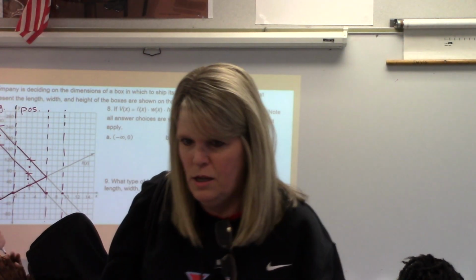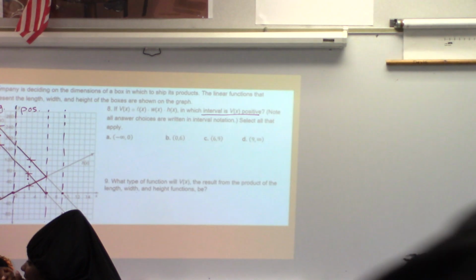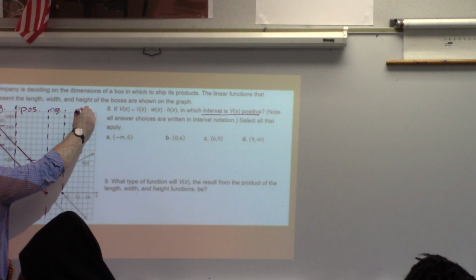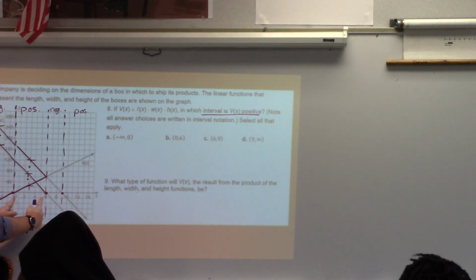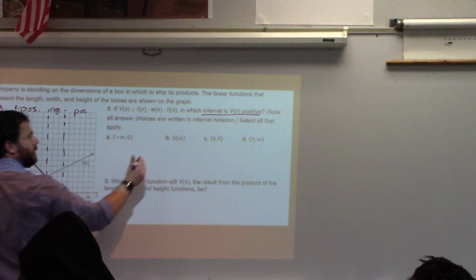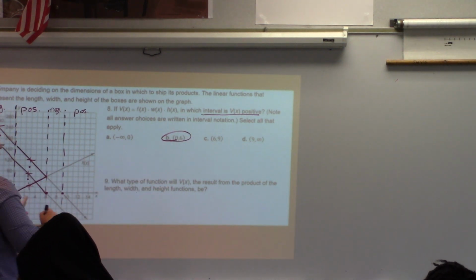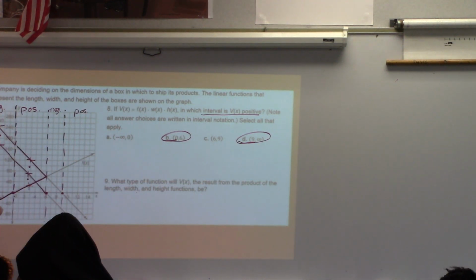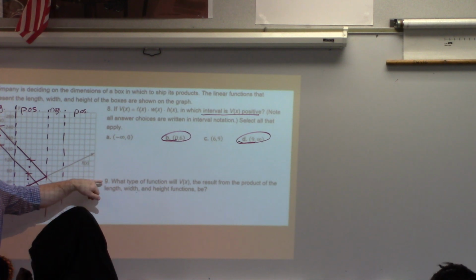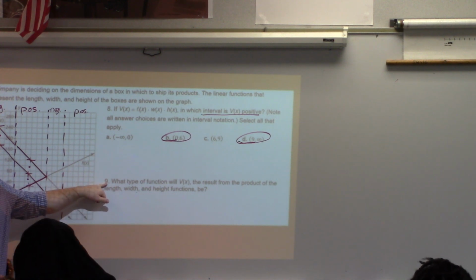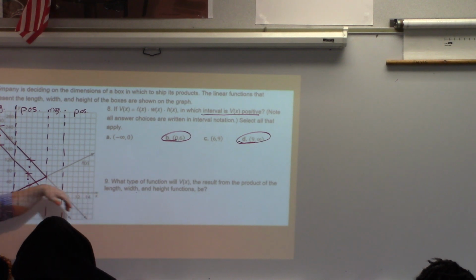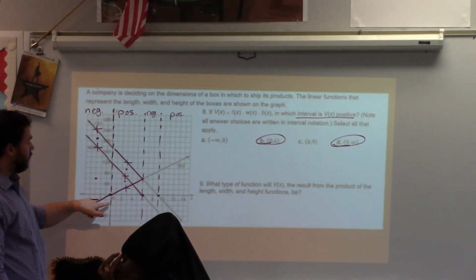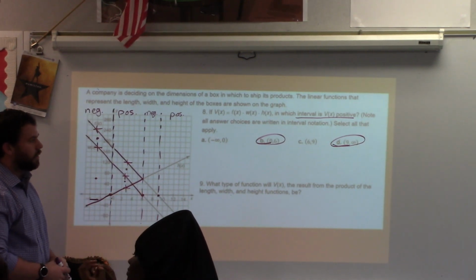Alright. So, hey, listen, the final answers, right? When you check them out, the interval between 0 and 6 is positive, and 9 to infinity is positive. Yes, sir. Number 9, quickly before I go. What type of function will v of x be? Why do we know it's cubic? We've got 3 linear factors being multiplied. So it is cubic. It also has how many zeros? 3 zeros, right? So we want to pay attention to those things.